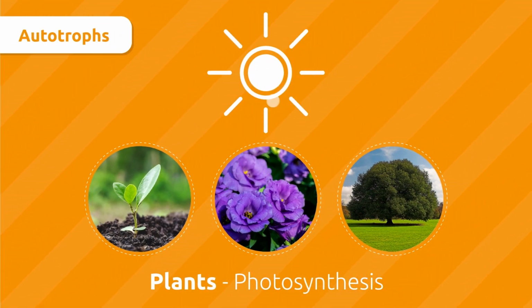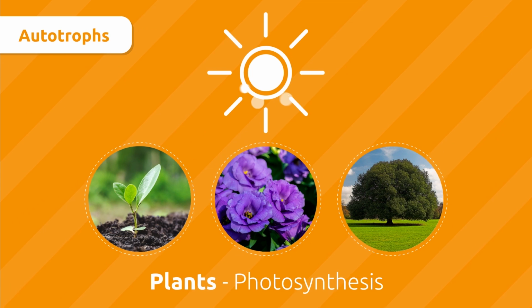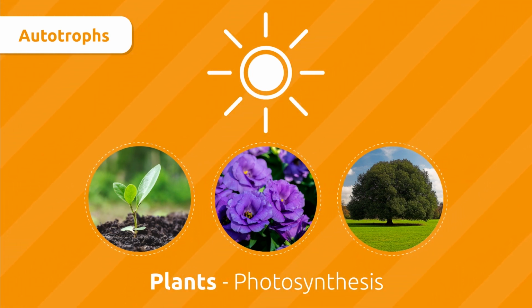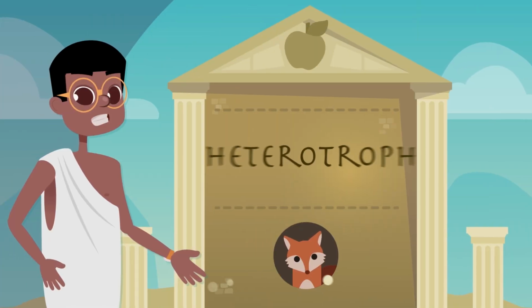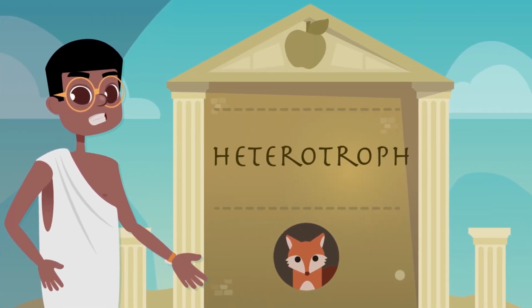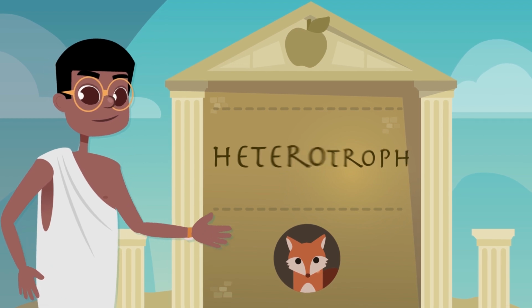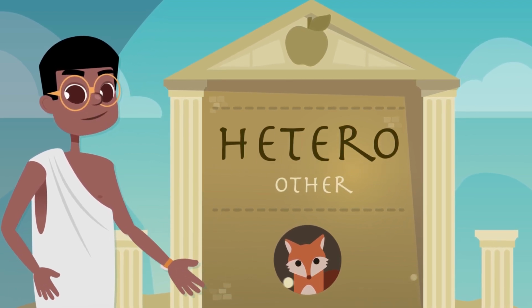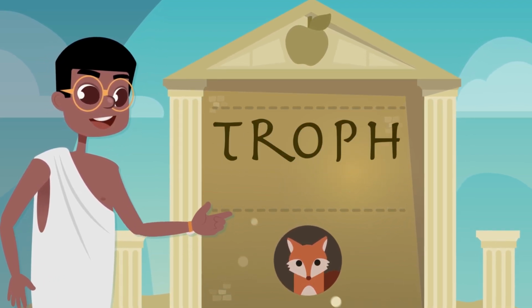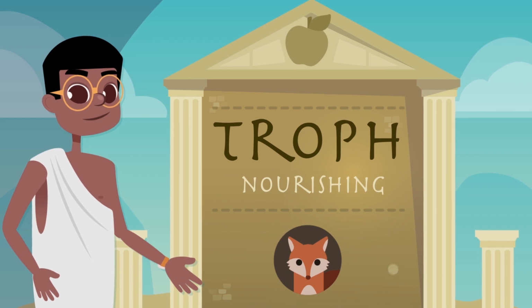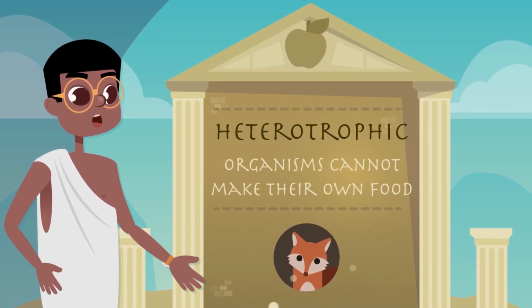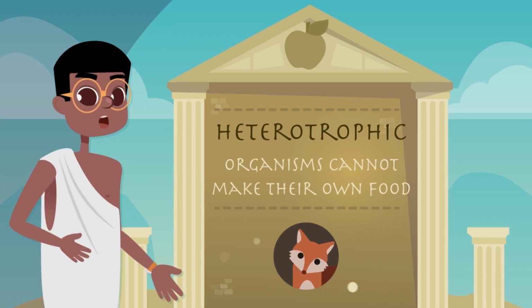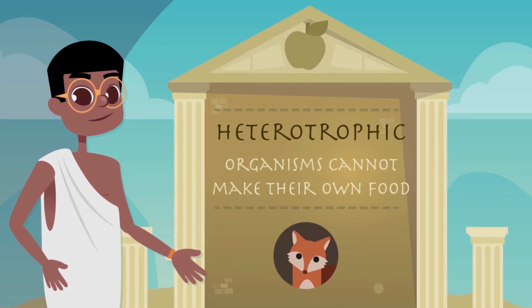Plants are an example of autotrophic organisms because they make their own food and obtain energy during the process of photosynthesis. The word heterotroph also has a distinct definition. Hetero means other, and troph means nourishing. This means that heterotrophic organisms cannot make their own food. They must eat to obtain energy and survive.